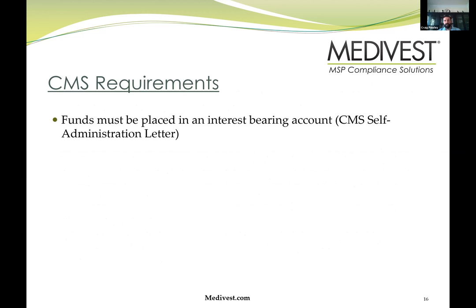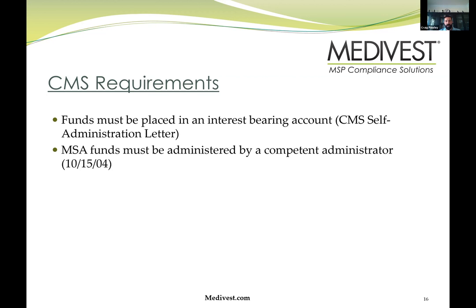One of the things most people want to know is, okay, what do I have to do with these MSA funds? So the funds must be placed in an interest-bearing account, and annually you have to provide a self-attestation letter to Medicare. If there's a professional administrator involved, they are responsible for providing that documentation.